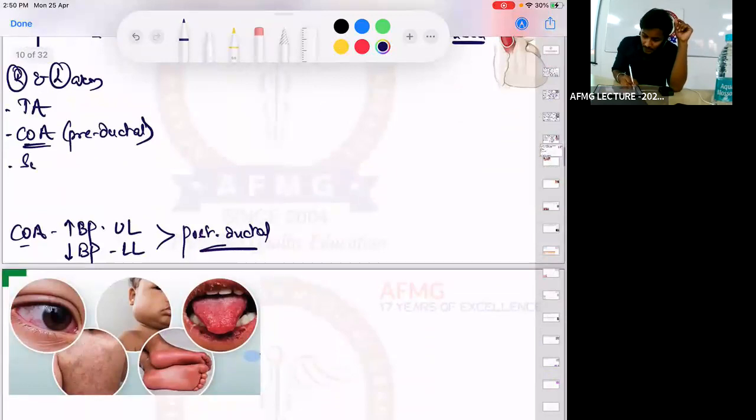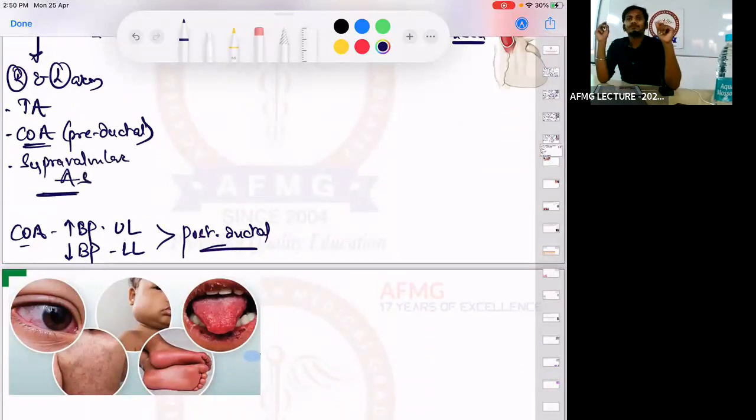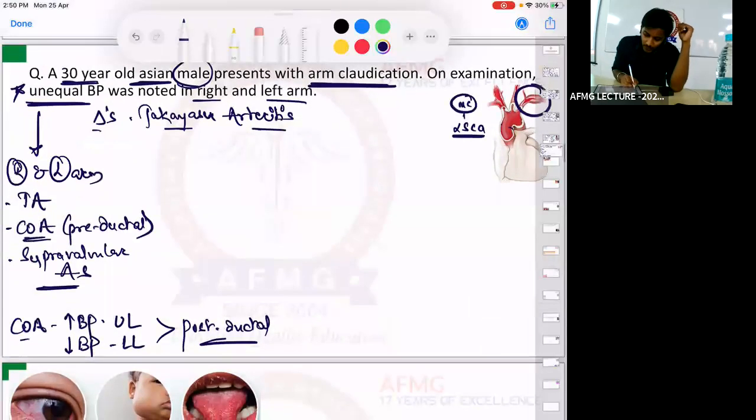And the last one is supravalvular aortic stenosis. If you forget this, there is no issue, but the first two are important. First is unequal blood pressure in right and left arm. Second is which variety of COA?